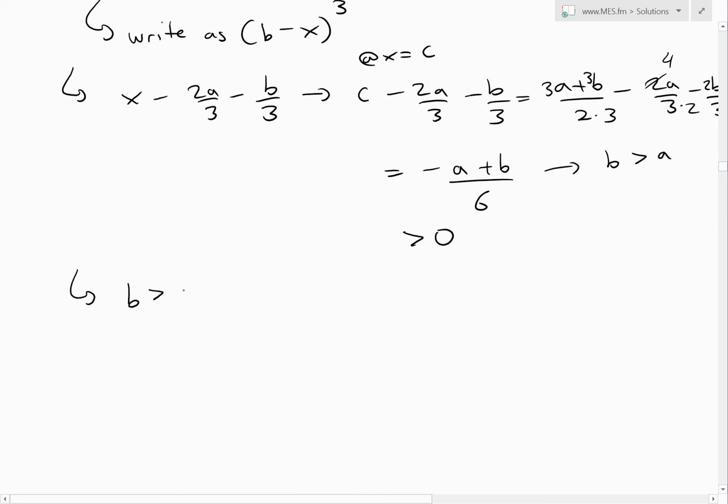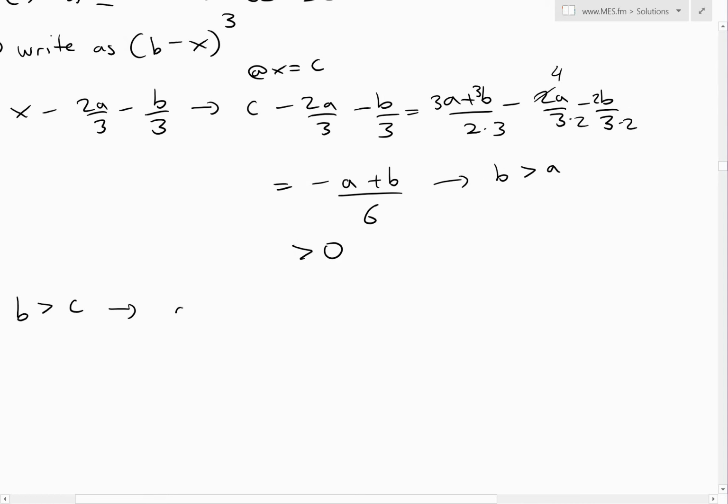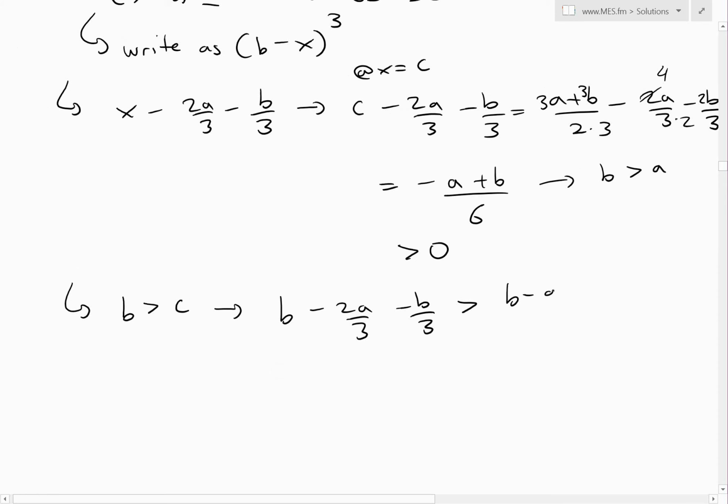is greater than c, then in this case, this has to be greater than. So b is b minus 2a, just to be complete. This is greater than c minus 2a, or that equals this one right here. So it's greater than this b minus a over 6, and it's greater than 0.